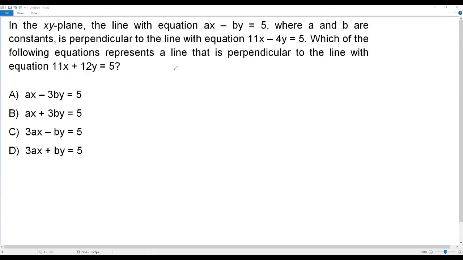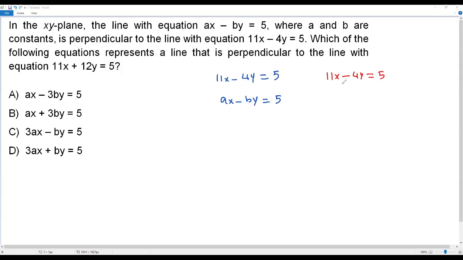Okay, so the question says the line given by this equation and the line given by this equation are perpendicular. Let me write the equations. That is 11x - 4y = 5 and ax - by = 5. So the two lines given by these two linear equations are perpendicular. Now let me take the first equation again, that is 11x - 4y = 5.